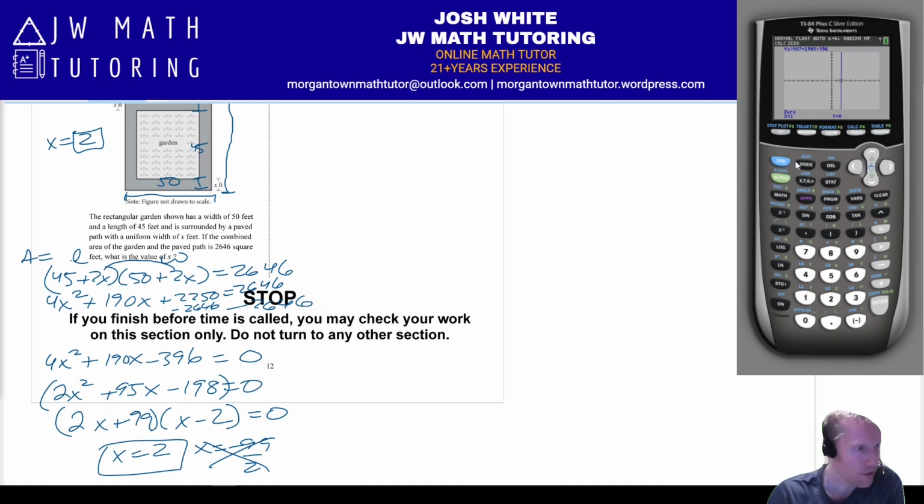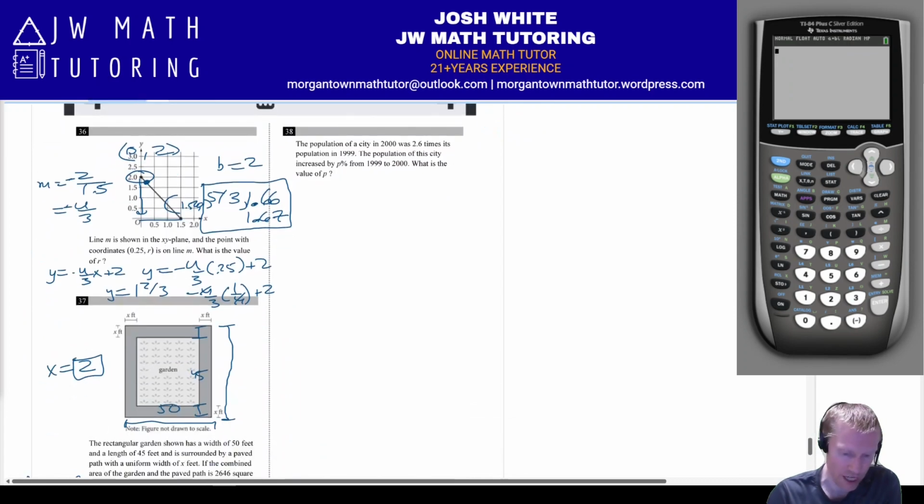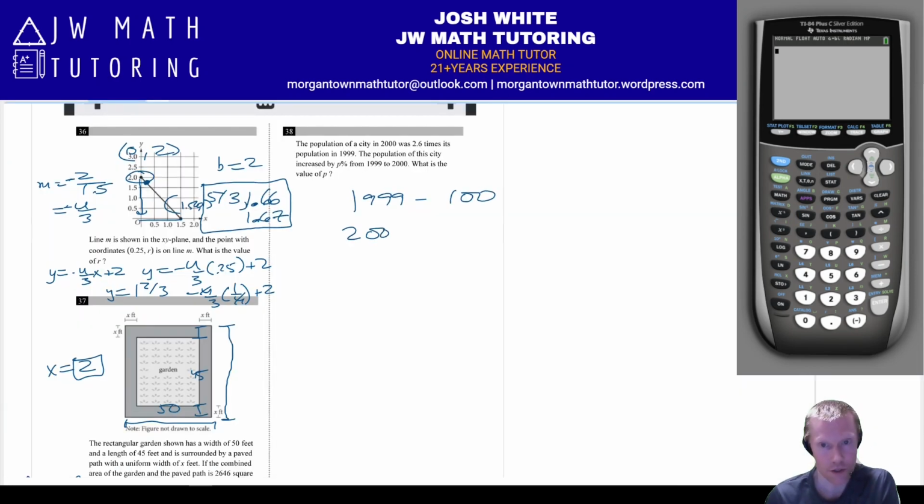All right. So now let's just look at the last problem on this test, problem number 38. This one deals with percentages. This one can also be done using picking numbers, which is actually the main strategy that I employed. So I started off and said, okay, 1999, let's say the population in this city was 100. So in 2000, it was 2.6 times its population in 1999. So 2.6 times the 100 would equal 260.